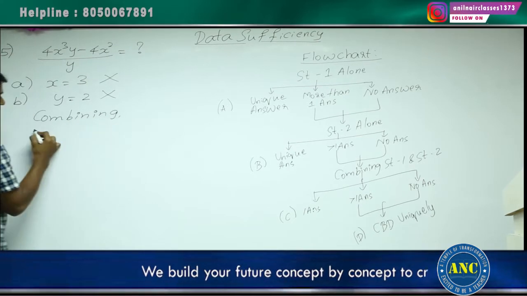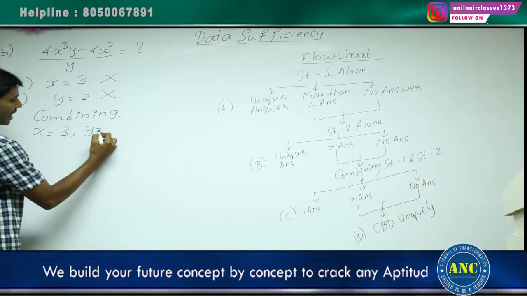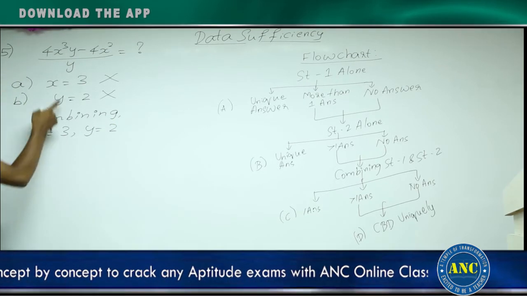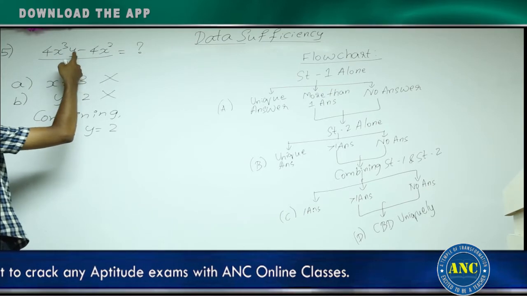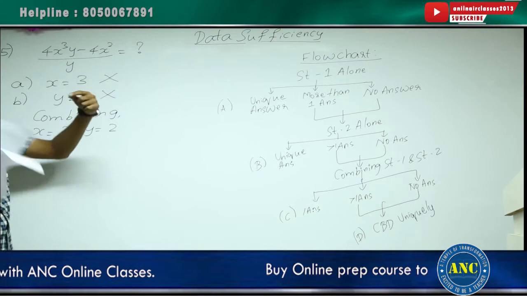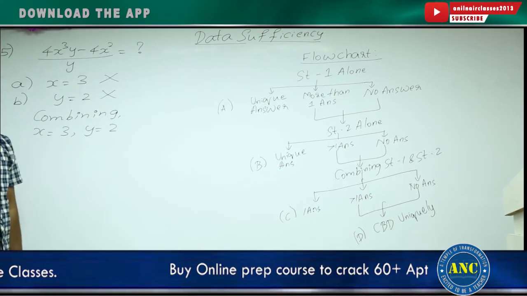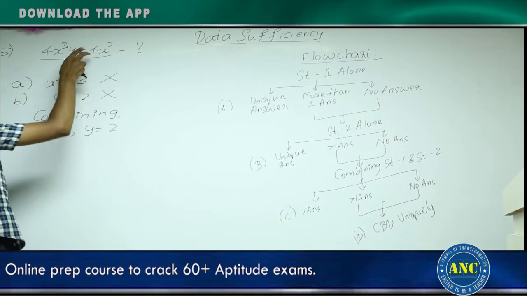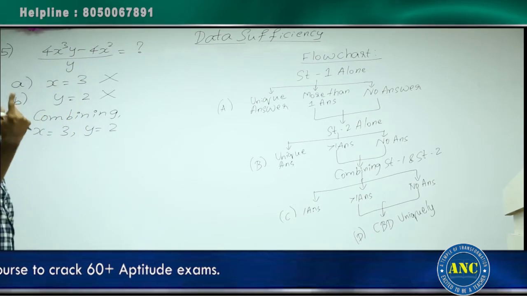If I combine both the statements, x is equal to 3 and y is equal to 2. See here, if I substitute x is equal to 3 and y is equal to 2 in these two places, will I get only one answer or more than one answer? I will get only one answer. That means you need not substitute these values, simplify that expression and then find out that value.